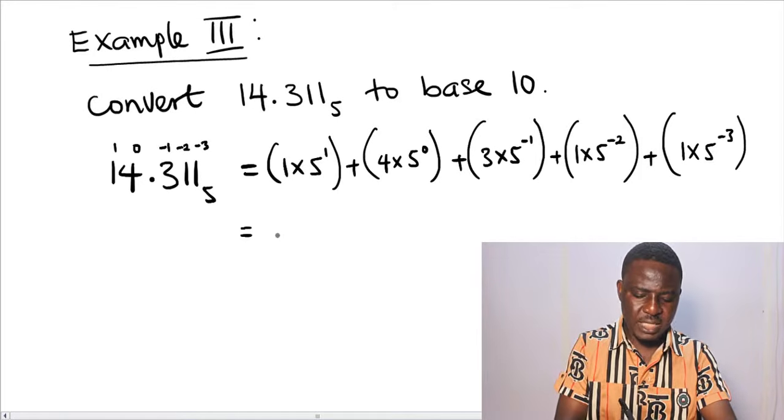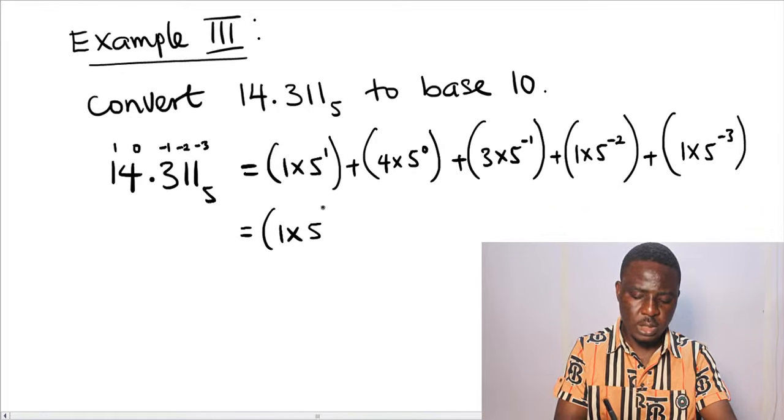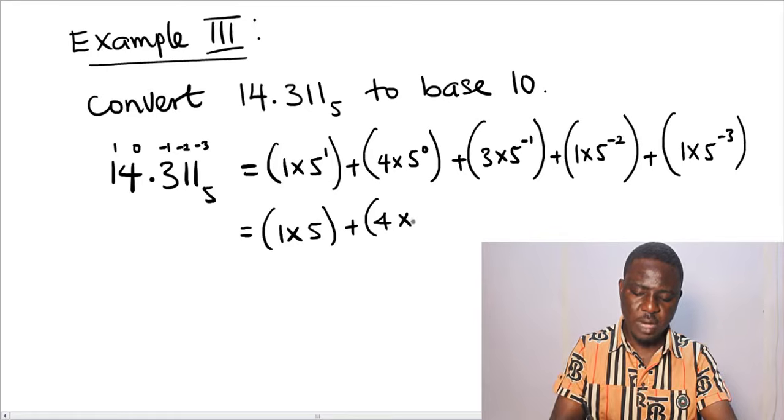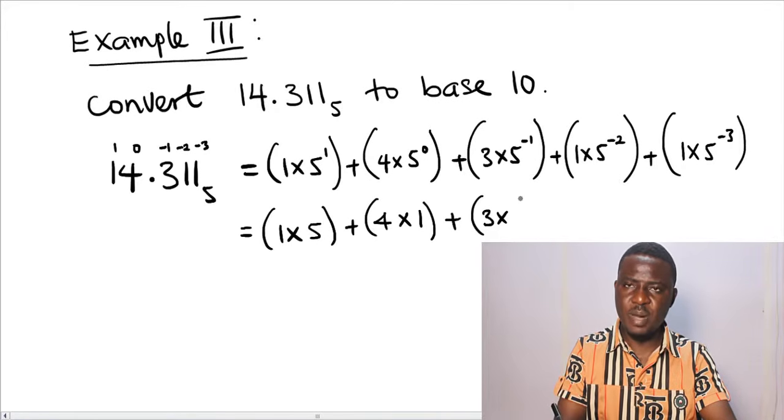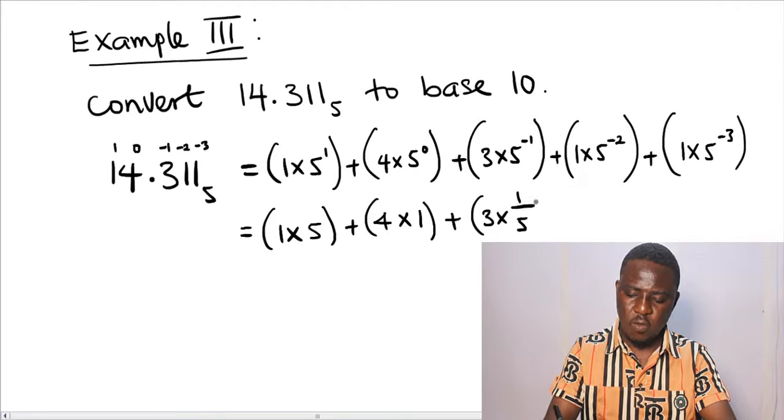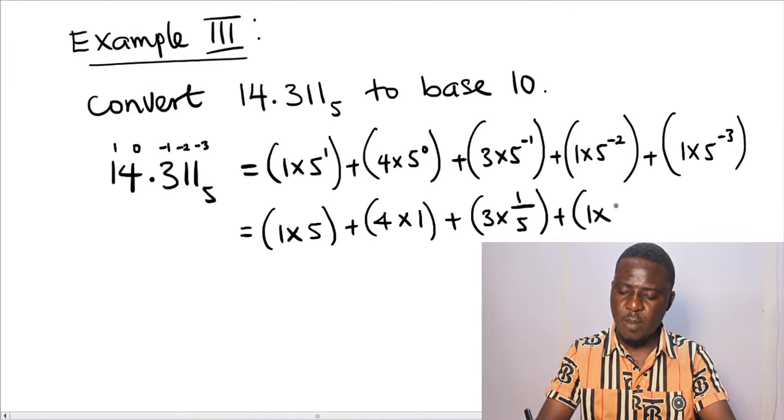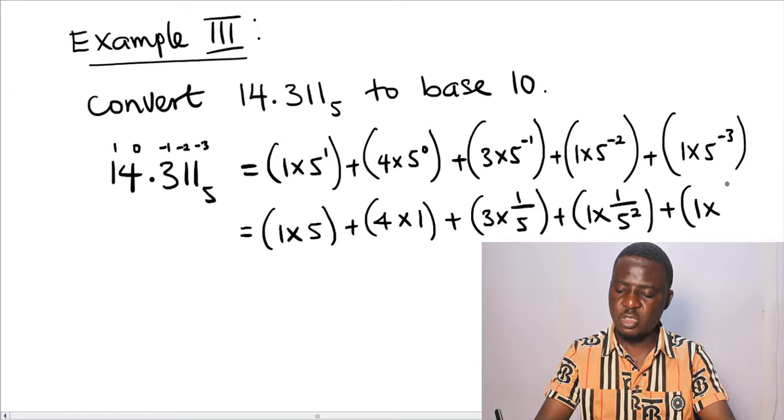This is equal to 1 times 5 raised to the power 1 is said to be 5, plus 4 times 5 to the power 0 is said to be 1, plus 3 times 5 raised to the power of minus 1 is said to be 1 over 5, plus 1 times 5 to the power minus 2 is said to be 1 over 5 squared, plus 1 times 5 to the power minus 3 is said to be 1 over 5 cubed.